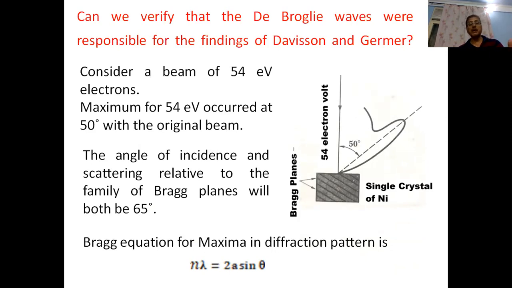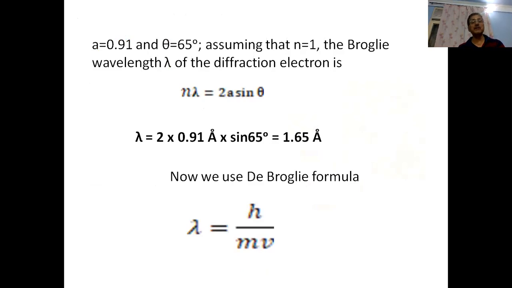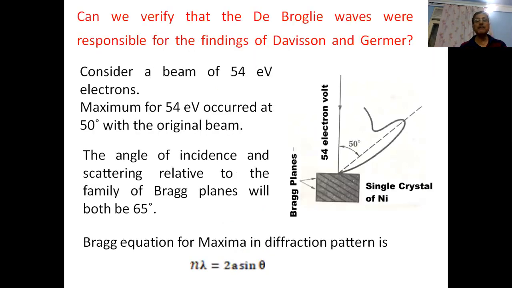Now let us use the Bragg equation for maxima in the diffraction pattern. n lambda is equal to 2 a sine theta. Here a, the interplanar spacing, is 0.91 angstrom, and theta is 65 degrees. Assume n is equal to 1, then the de Broglie wavelength lambda of the diffracted electron will be: n lambda is equal to 2 a sine theta. Then lambda as calculated from the experiment will come out to be 1.65 angstrom. Now this is the value. You must remember that we have got it through the experimental value for the 54 electron volt energetic electron.